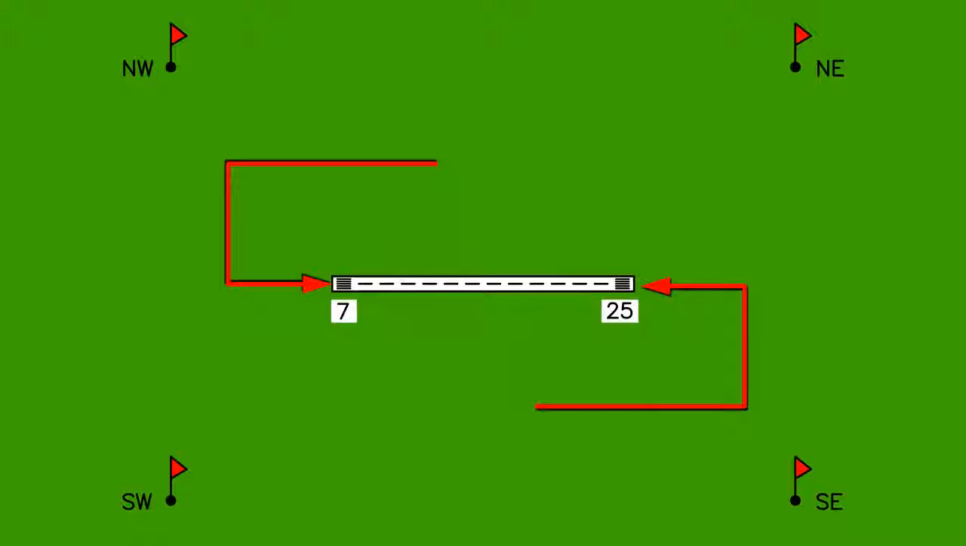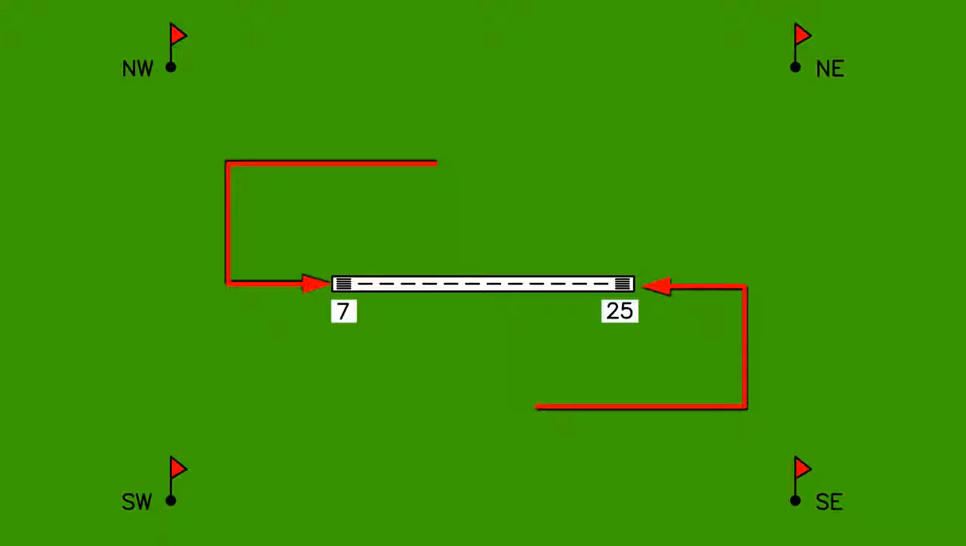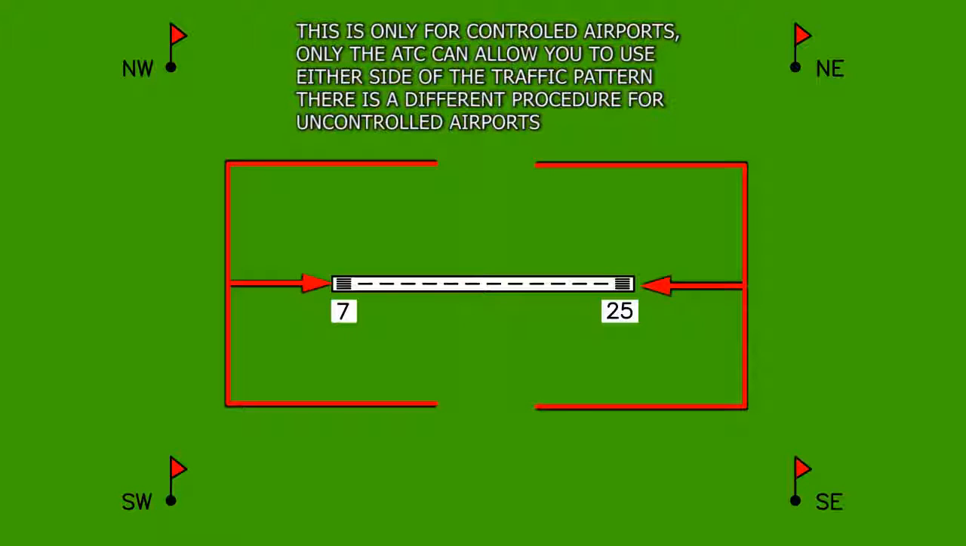I'm going to start out with a basic airport with a runway 25 and runway 7 layout with a standard traffic pattern, 1000 feet AGL for small airplanes and 1500 feet AGL for larger twins and turbine airplanes. Usually the airport will have a left or right traffic pattern, but for convenience, unless the airport has a few other airplanes in the traffic pattern or has other restrictions, the ATC will accommodate arriving airplanes to a traffic pattern on either side, whichever one is more convenient.